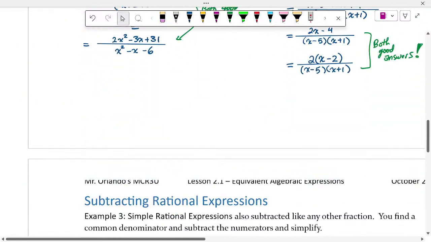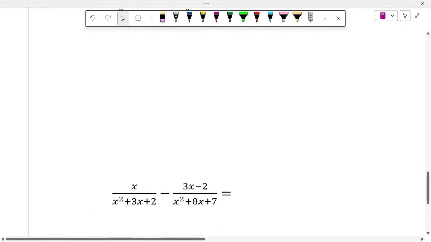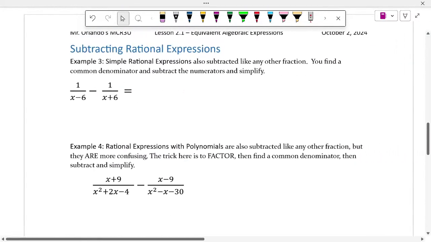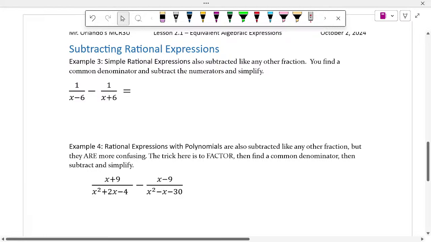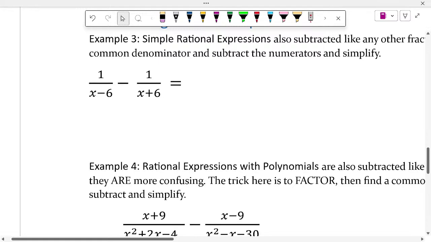Okay, we're almost done. Subtracting. Subtracting follows the same rules. We won't get through all these, but that's okay. You can still do the homework because we'll get through enough of these. What's the common denominator here? X minus 6 times x plus 6.